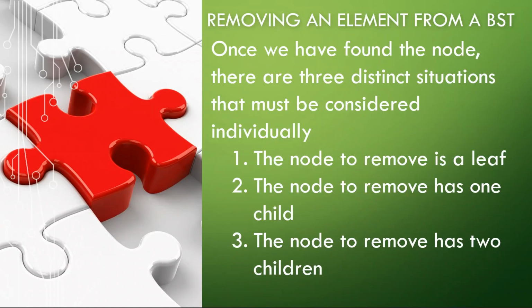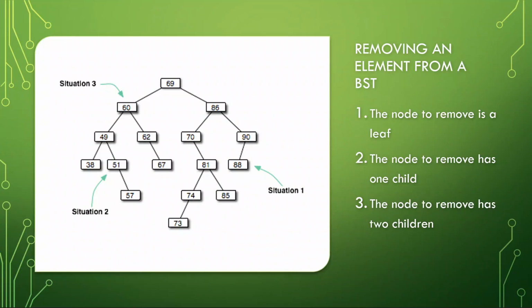So when removing an element from a BST, once you've found it, you need to determine what type of node it is and then delete it in specific ways. So we have three cases that we have to deal with. That is if the node to remove is a leaf, if the node to remove has one child, and if the node to remove has two children. So it's three cases. Once you find the node, you just need to look at how many children that node actually has, and then based upon that, you determine how you actually remove that node and update the tree properly.